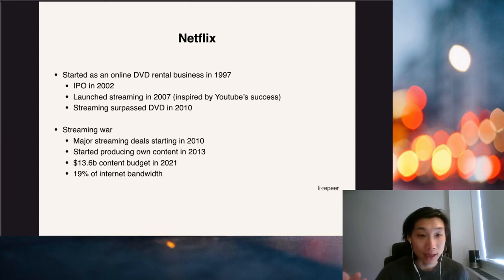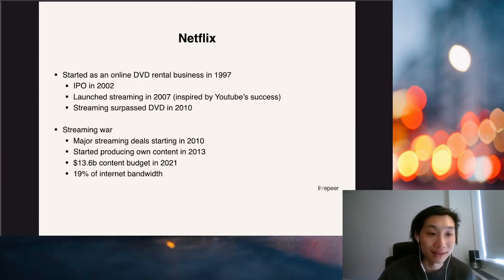Largely inspired by the success of YouTube, right? And of course, a short 3 years after launching their streaming service, that streaming business surpassed their DVD business in 2010. And Netflix, of course, famously started the streaming war, which is the idea of companies spending a large amount of budget buying and creating original content for their platform, right? So now Disney Plus, Apple TV, all these other streaming services are spending more and more money into content creation, right? Famously in 2021, Netflix spent $13.6 billion in buying content alone. And they account for about 19% of the bandwidth on the internet today.